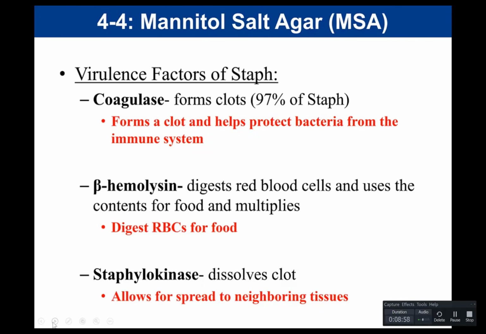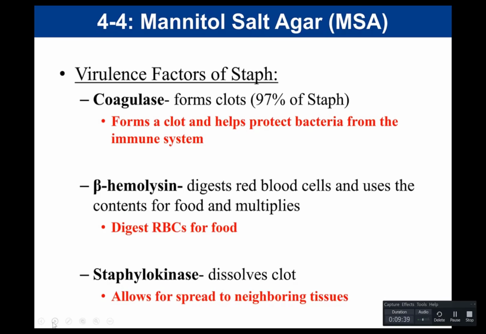So you want to understand the different virulence factors that Staph has, right? And virulence again means disease causing. And so there are three main ones that we have talked about. So coagulase is going to help the bacteria form a blood clot. So for Staph aureus, about 97% of Staph aureus would test for coagulase being positive. The advantage for having coagulase, what that does for the bacteria, is that it forms a blood clot around the bacteria and it helps shelter it and protect it from the immune system.